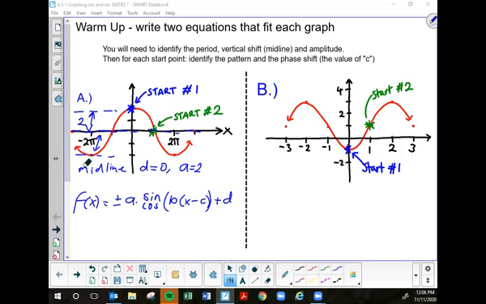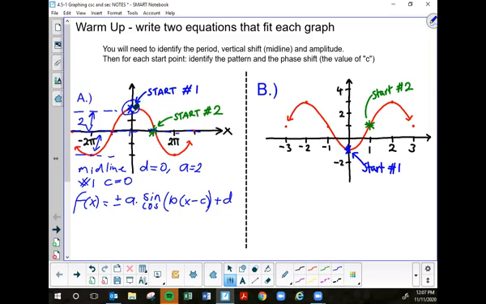Now we've got 2 starts. So for number 1, our start is a high point at x is 0. So if x is 0, it hasn't been shifted left or right at all. So number 1, our horizontal shift is nothing. And it's starting on a high. The pattern is going high, middle, low, middle, high.